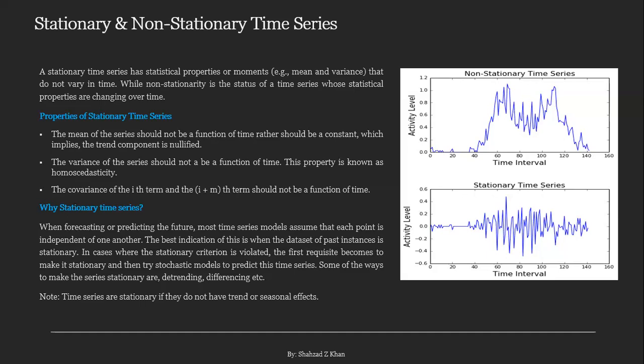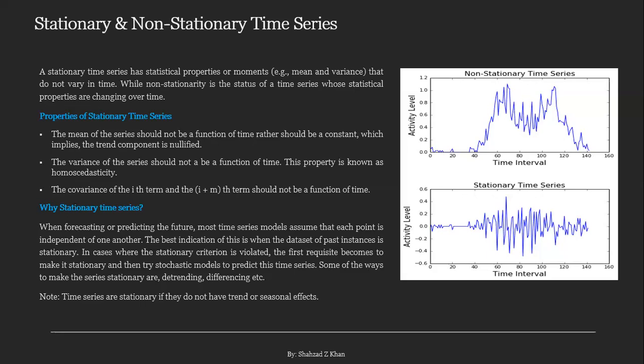The best indication of whether data is stationary is when you plot the data, a scatter plot or any plot, and you can see the trend of the data. If the plot shows that it is not stationary, then the first thing is you have to make it stationary and then apply the models on that. Like you can apply time series models, linear regression models. There are some ways to make the series stationary, by detrending or differencing.